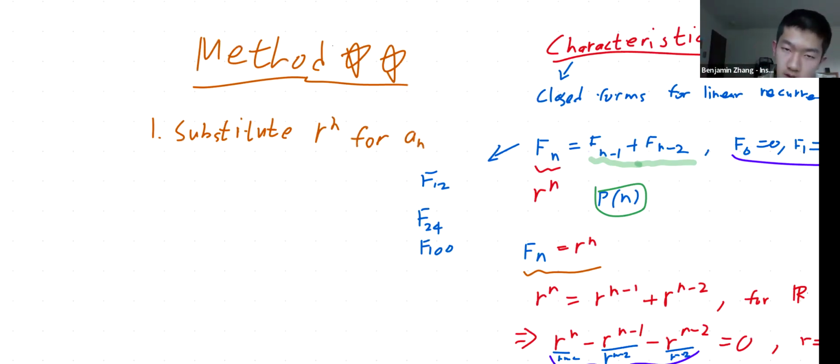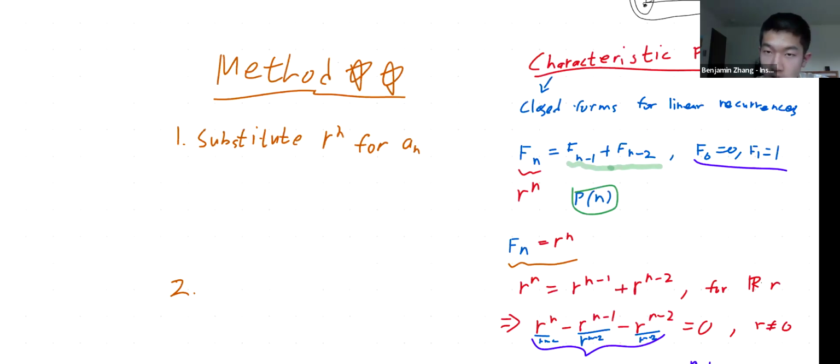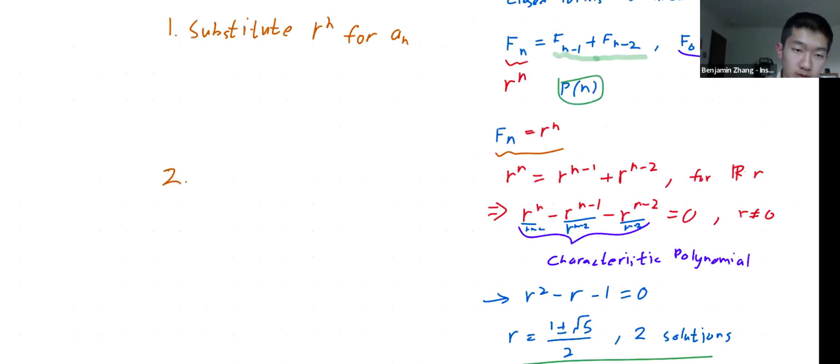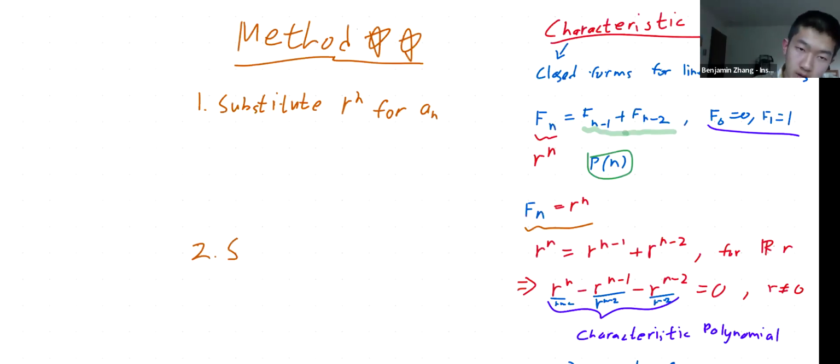I'll also erase this. Okay. And the second step, if we look down more, is that we actually solve for these roots. Because it's just a polynomial, solve for roots r1, r2, all the way to rk.